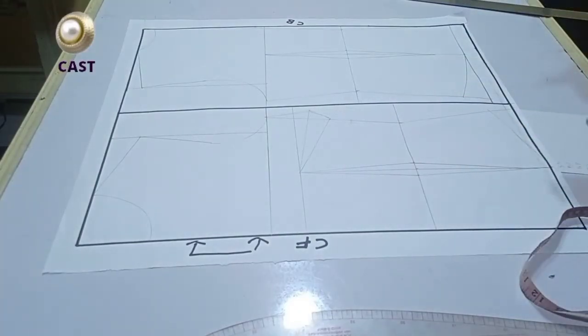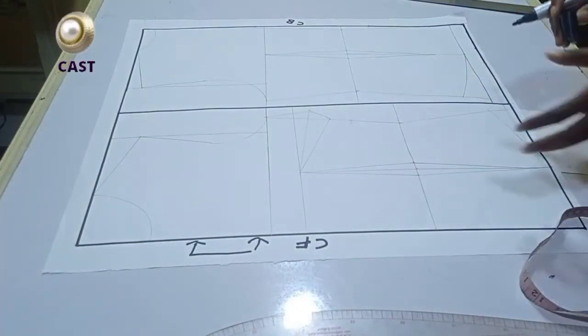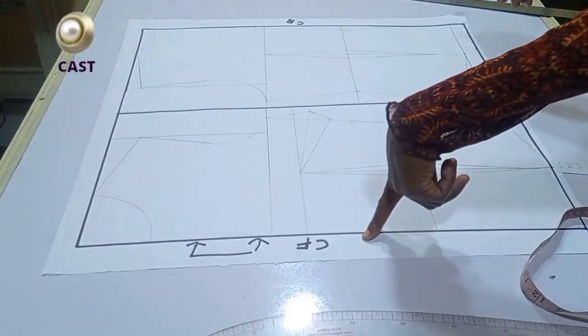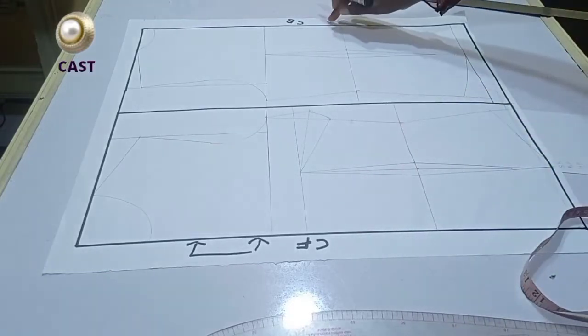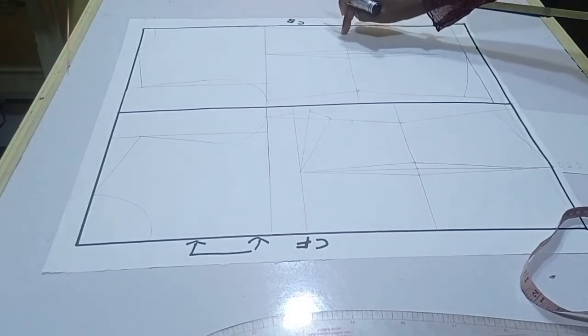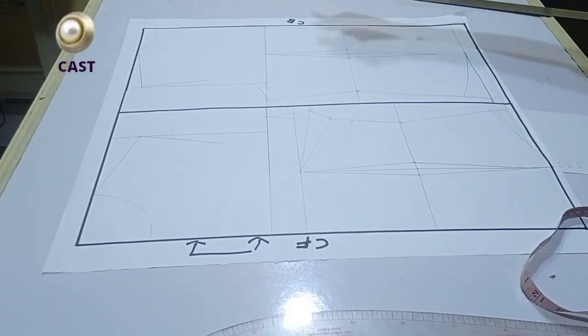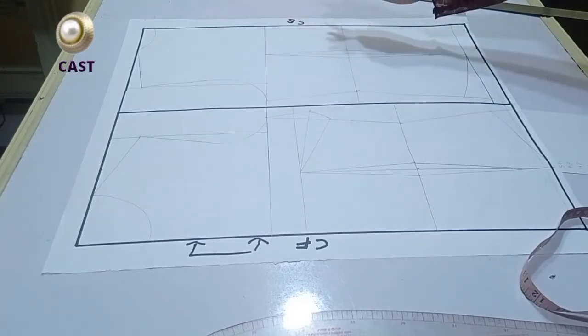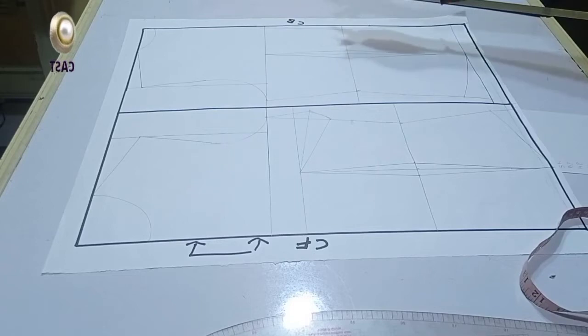Depending on what you are working on, if you are working on a blouse that has a zipper in the front, that means you are going to cut this part open. But most of the time our zipper is at the back. So when you want to transfer this onto your fabric, it's going to be in 2 pieces. So the center back is going to be in 2 pieces.